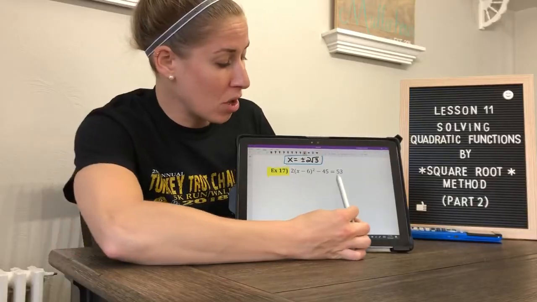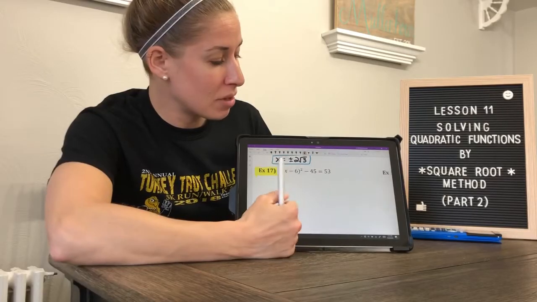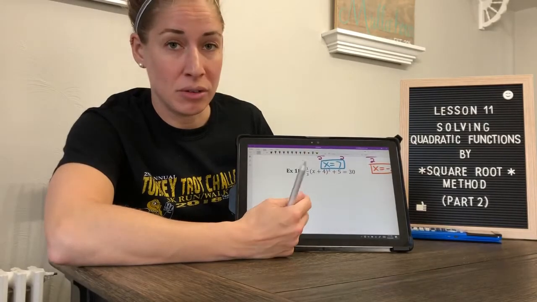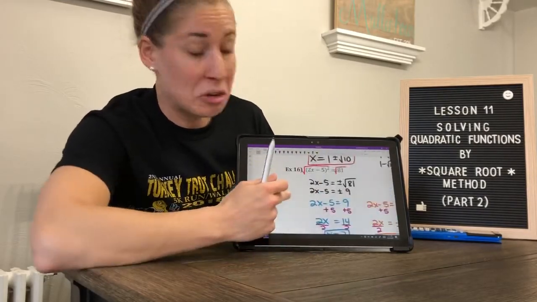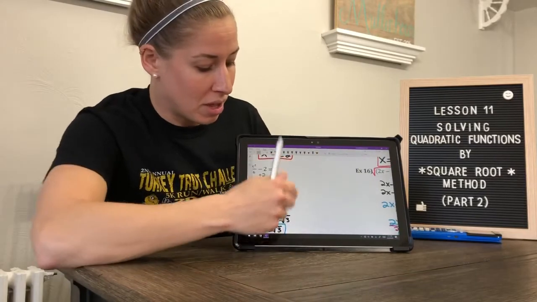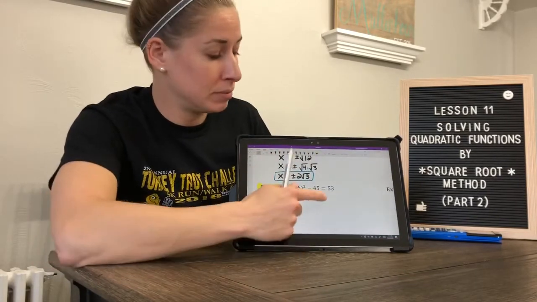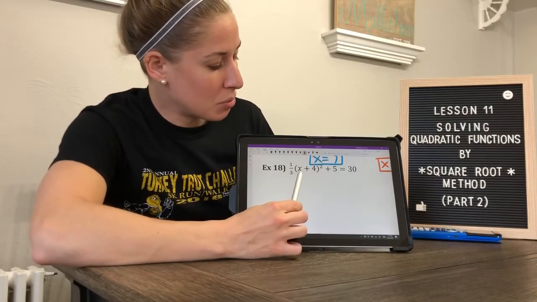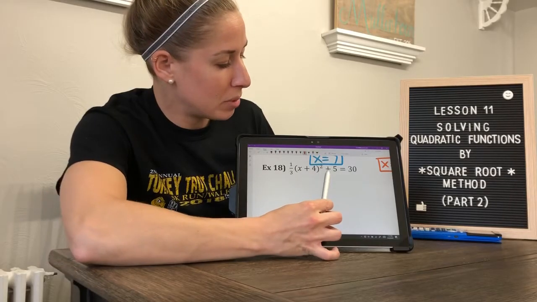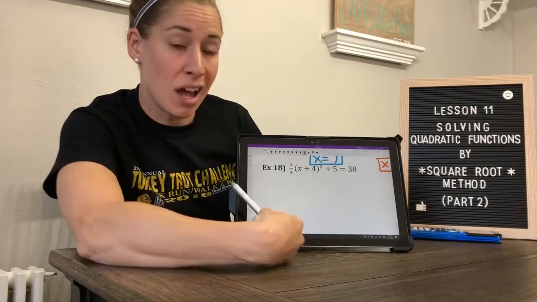There's a lot more going on in this one, so that's why I'm going to do example 18 with you, but 18 and 17 are kind of similar. And you also, again, might encounter a perfect square. All right, so you are doing 17 on your own. 18, we've got 1/3 times the quantity x plus 4 squared plus 5 equals 30. So there's a lot going on here.